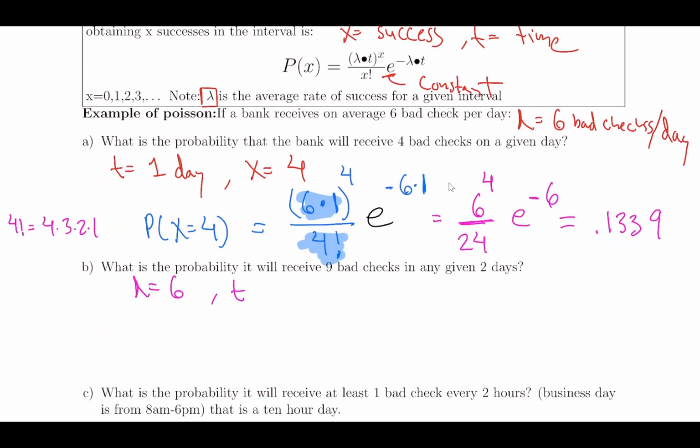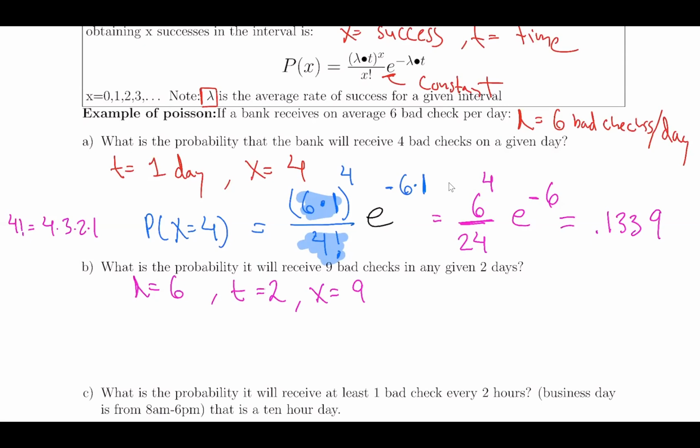For this one, what is my t equal to now? 2. Yeah, t is equal to 2. Good. How many bad checks do I want? 9. Yeah, you want 9 bad checks. All right, everybody good? Lambda is equal to 6, t is equal to 2, and x is equal to 9.